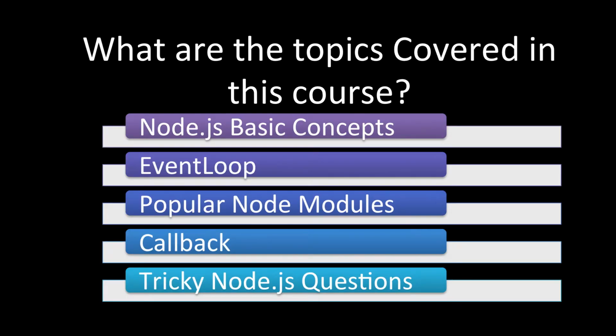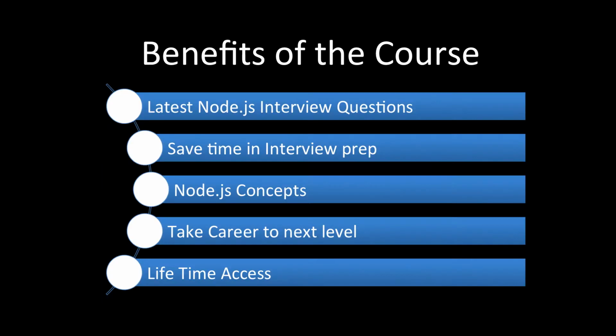So what are the topics covered in this course? There are a wide range of topics that are covered in this course. There are questions on Node.js basic concepts, event loop, popular node modules, callback functions, and tricky Node.js questions. So there are a lot of topics we have covered. We have almost 50 questions with answers in this course. And from time to time, we keep adding more topics to this course. And our aim is to keep you always up to date with the latest interview questions on Node.js.